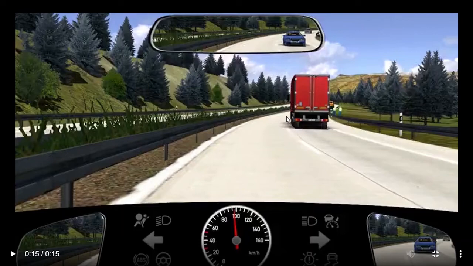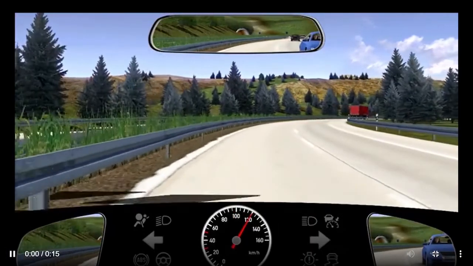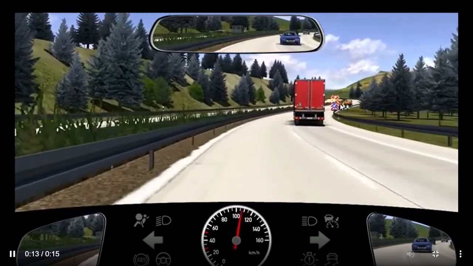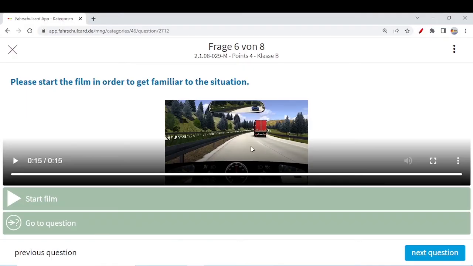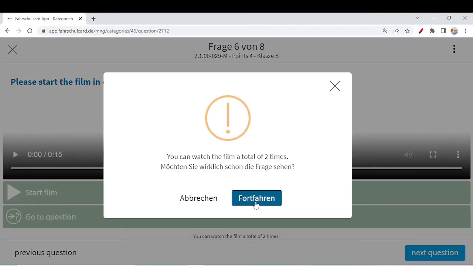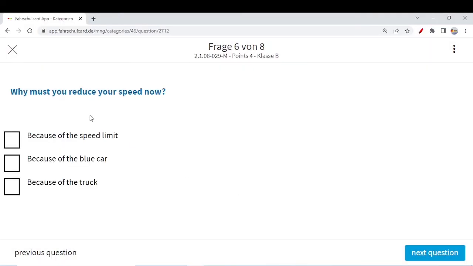Reduce your speed. It is clear. It is pretty much clear from this video that this road is blocked. Definitely, to carry on the journey, the red truck will come onto your lane. So what you have to do? You have to decrease your speed.